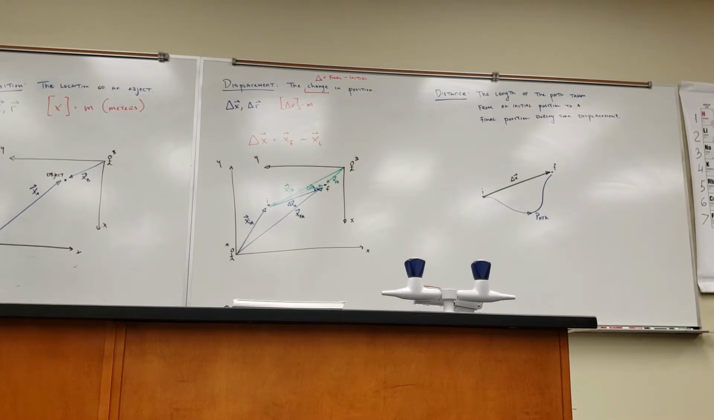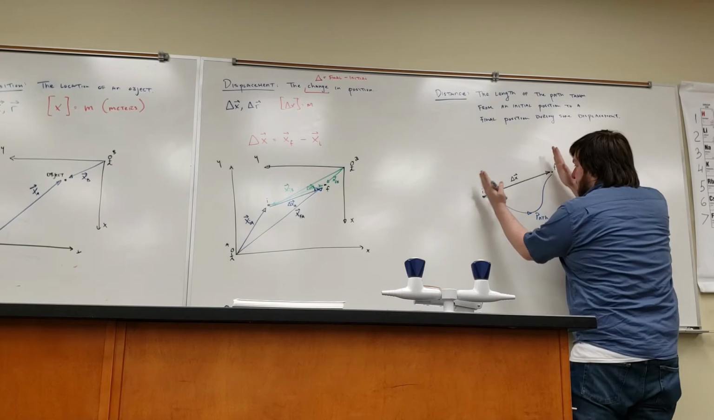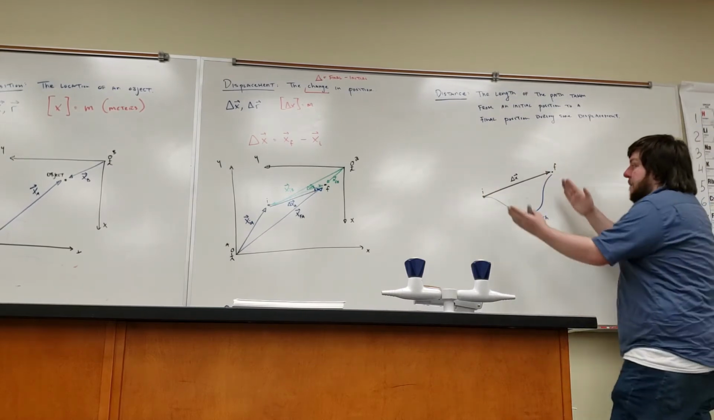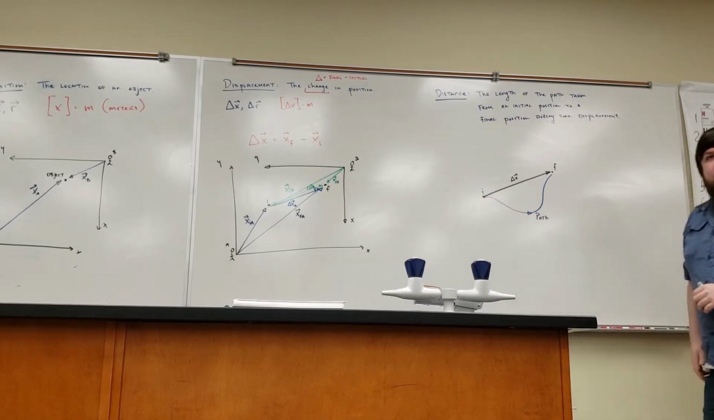In general, how do you guys think distance is going to compare to the magnitude of displacement? This vector has some length, it has some magnitude. In general, how do you think that that magnitude compares to the distance along some path? Should they be the same? Bigger, equal, or bigger? Bigger than or equal to? Why do you say that?